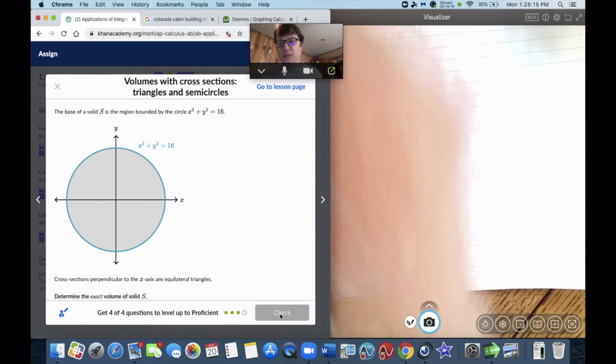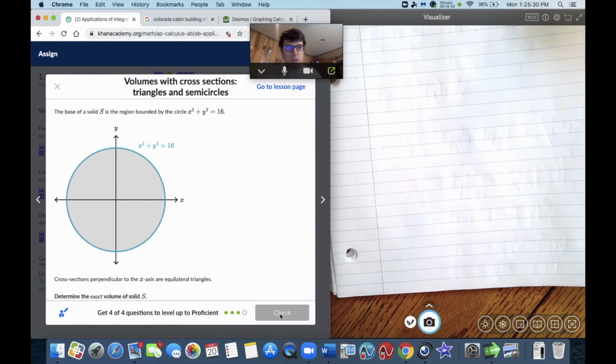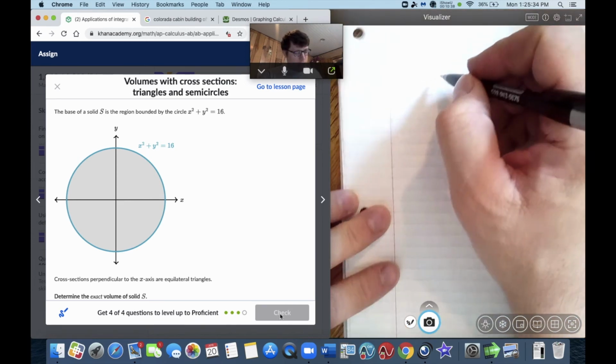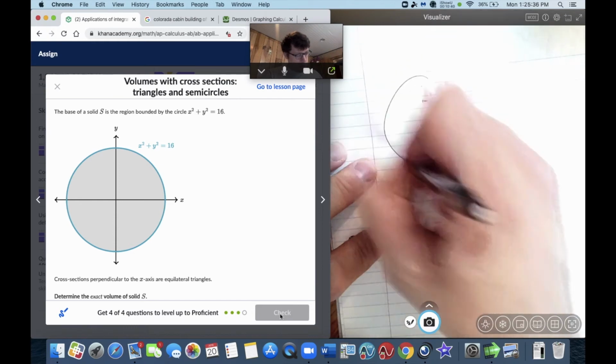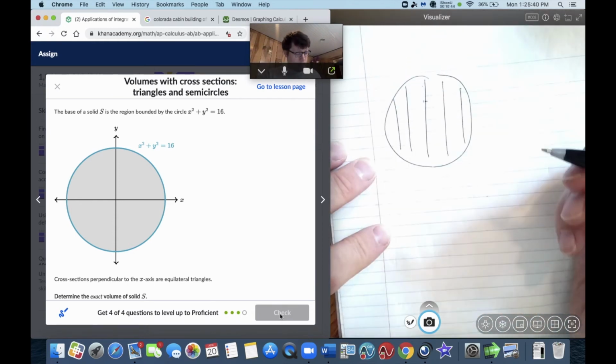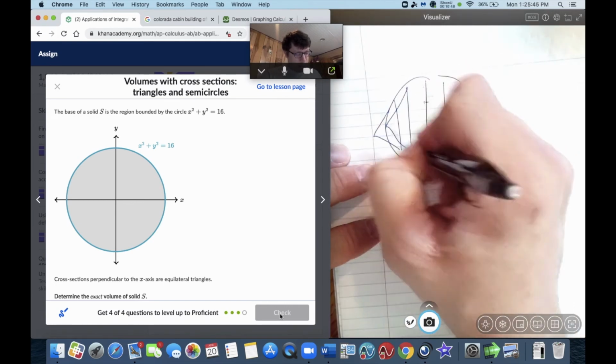The base of a solid S is the region bounded by the circle x squared plus y squared equals 16. Those coefficients 1 and 1 on x squared and y squared are equal, and that makes a circle. Cross sections perpendicular to the x-axis are equilateral triangles. So here's a circle, and the cross sections are equilateral triangles. Okay, so they all pop. All of these lines are the same. It's the exact same thing as the other problem.